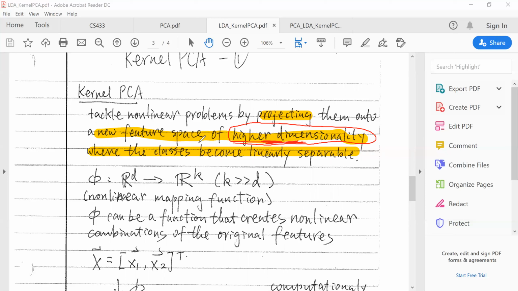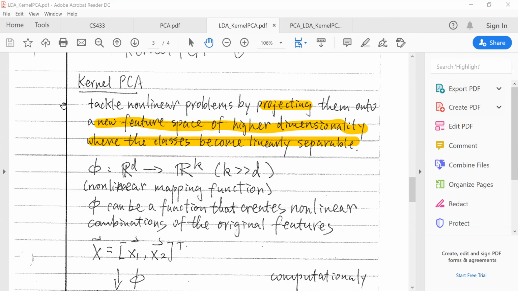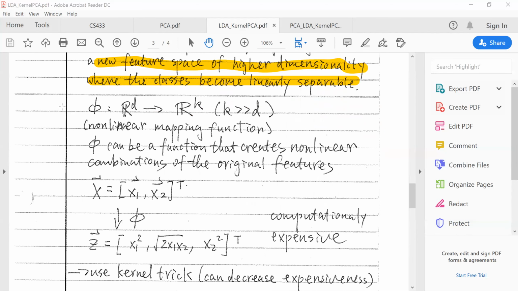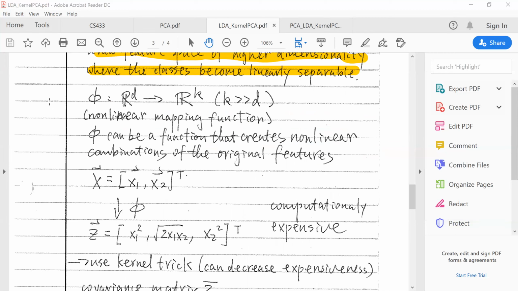to get your new feature space. And with that, it can become linearly separable. Then you can apply PCA. So this is a concept called kernel PCA. The kernel concept over here is similar to what we learned before with SVM, as it projects to some higher dimension. So you come up with some nonlinear transformation.